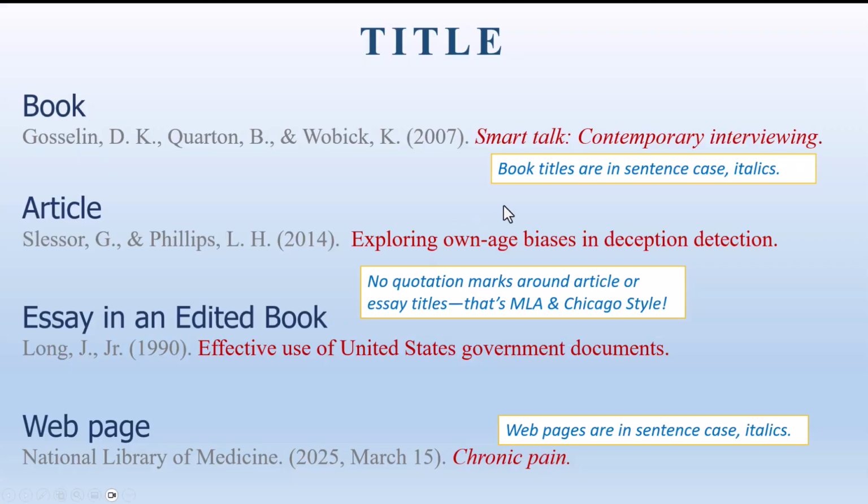So here's some examples. Here's a book title, and it does have a subtitle. Book titles are in sentence case, and they are in italics. Okay, always followed by a period. Web page titles are in sentence case and they are also in italics. So this is a plain old web page. Okay, we're not talking about complete websites. Notice my article titles, also in sentence case, but not italicized, and also no quotation marks. If you're thinking quotation marks should be around the article, that's a different style. That's MLA style.